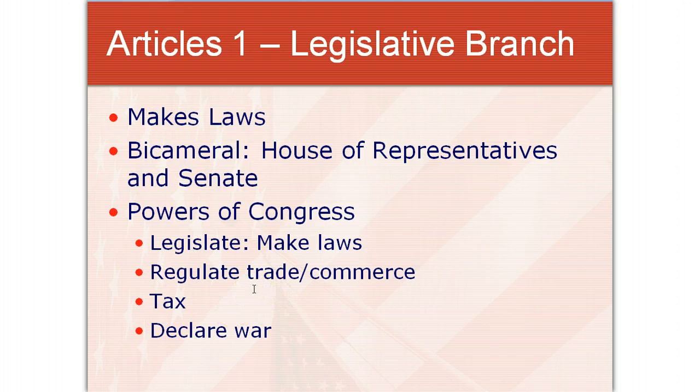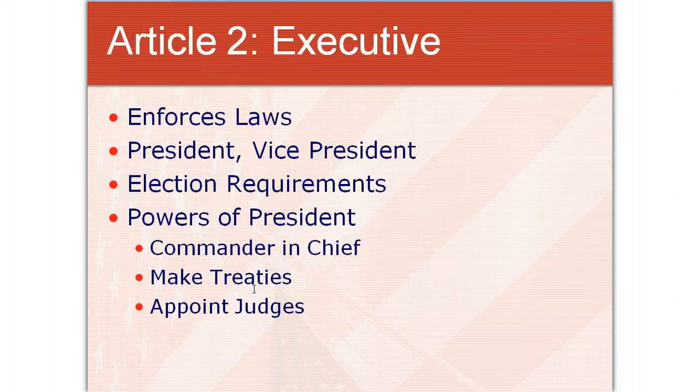and powers. Article 2 is the executive branch, which enforces the laws, made up of the president and the vice president. The cabinet is not mentioned in the Constitution. That was developed later over time as the country grew. It also sets up the election requirements for these offices and gives powers to the president, such as being commander-in-chief, making treaties, and appointing judges.